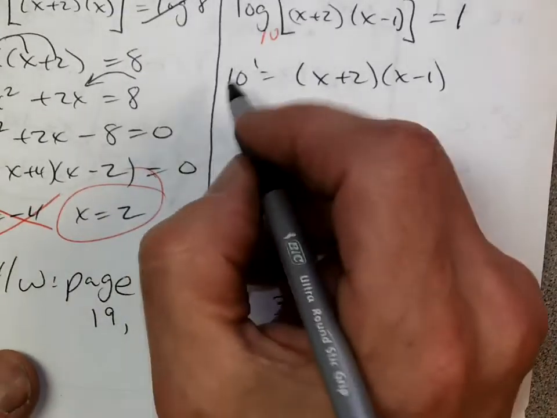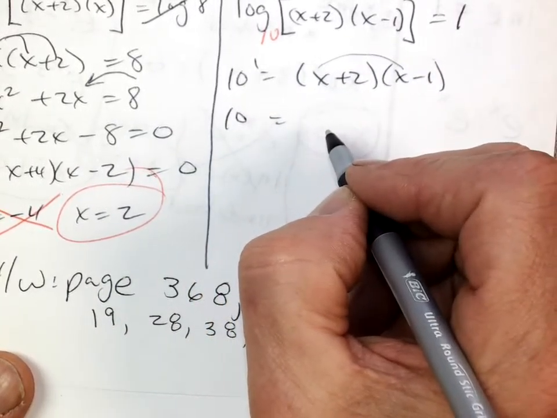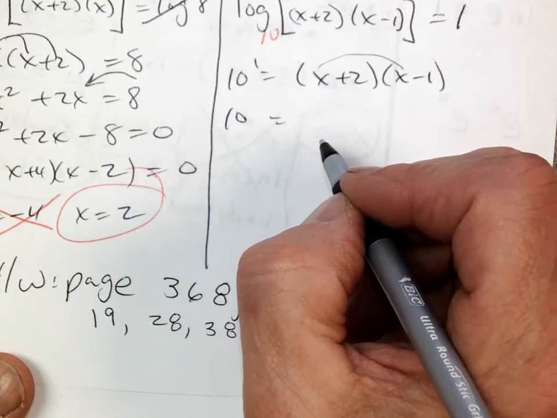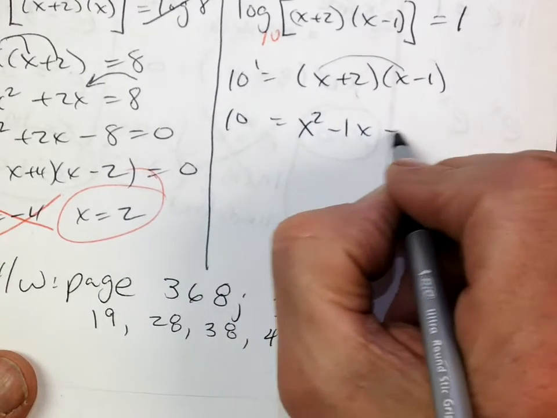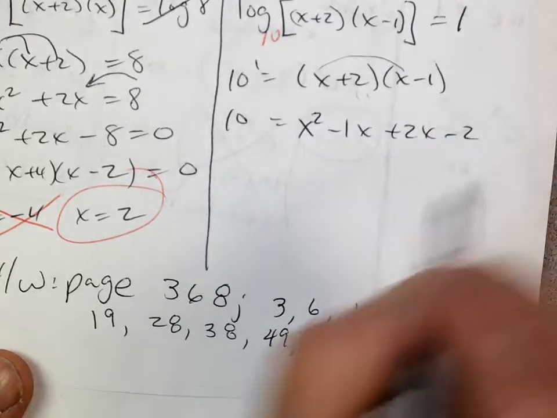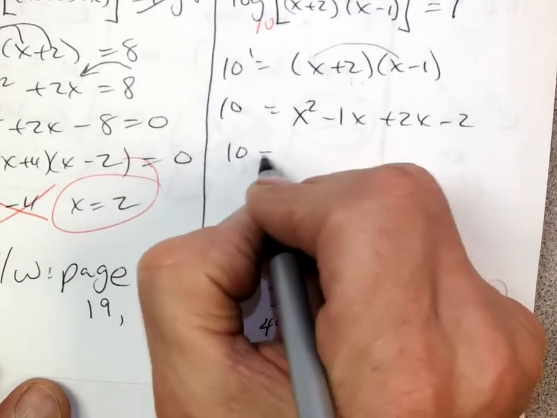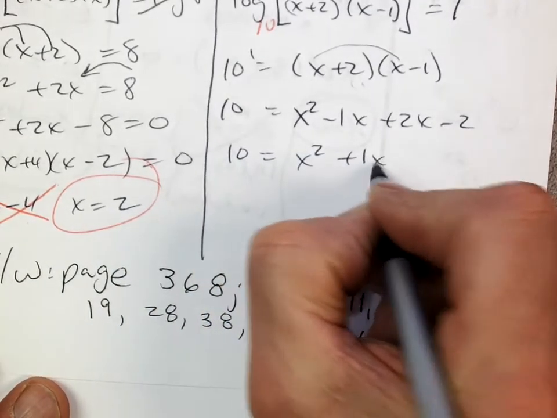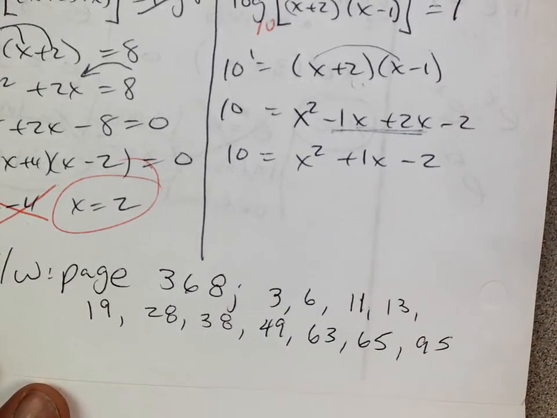Well, 10 to the 1 is 10, right? And I'll do a little FOIL, another F word. This math is just full of F words, huh? X squared minus 1x plus a 2x minus a 2, right? Ten is equal to an x squared plus a 1x minus 2, right? Because I just combine my x's.